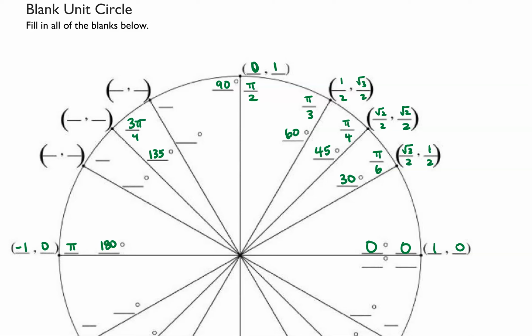Now, notice that this coordinate and this coordinate are almost exactly the same, but it's being reflected over the y-axis. So the thing that has to change is this needs to be negative square root of 2 over 2, and then the y-coordinate remains square root of 2 over 2.